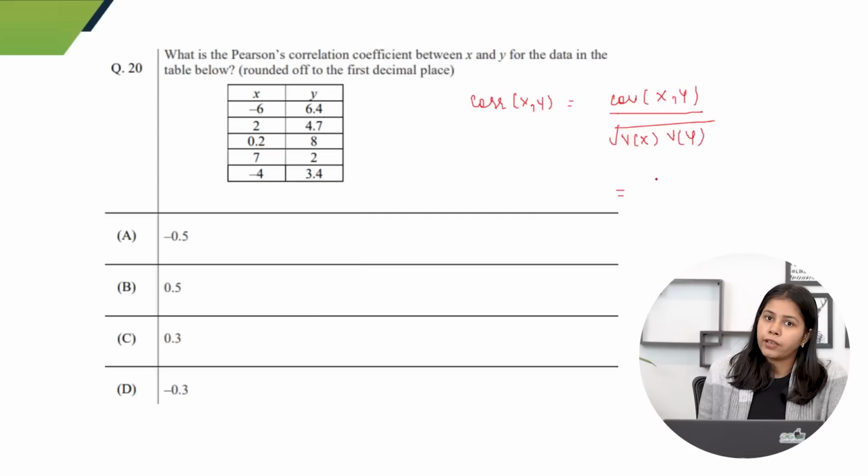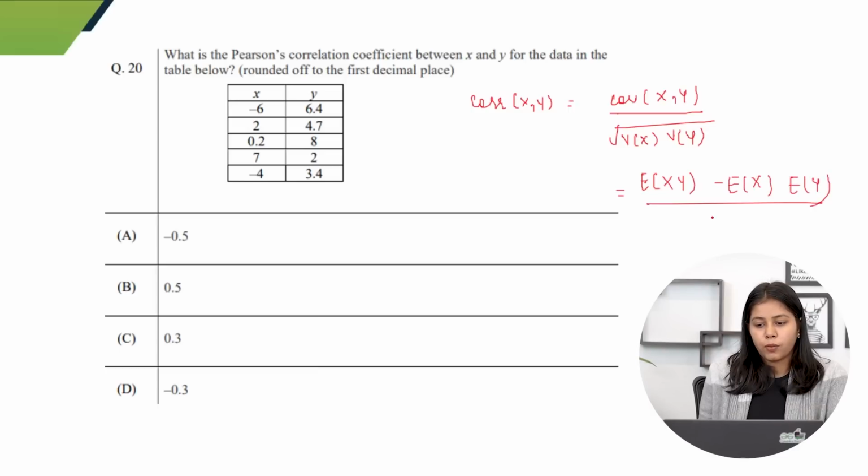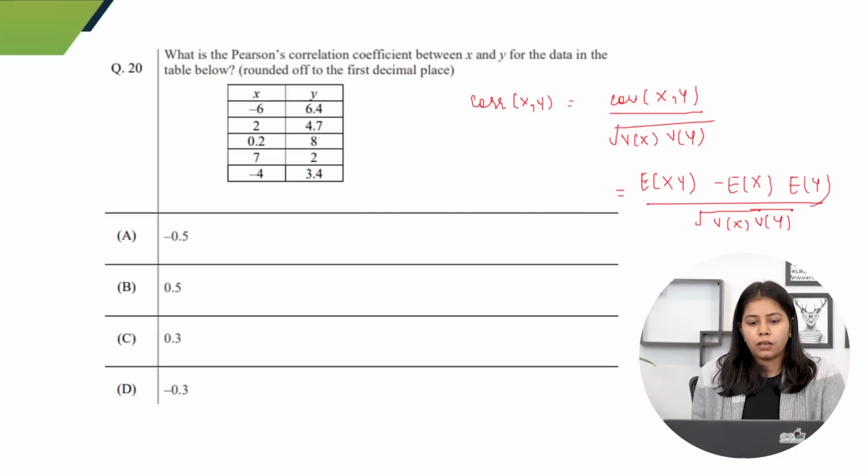Covariance of x, y would be, its formula is expectation of xy minus expectation of x into expectation of y upon square root of variance of x into variance of y. So this is basic calculation. So you have to solve it. You know how to find out expectation of xy. That would be summation xy minus summation of x and summation of y.